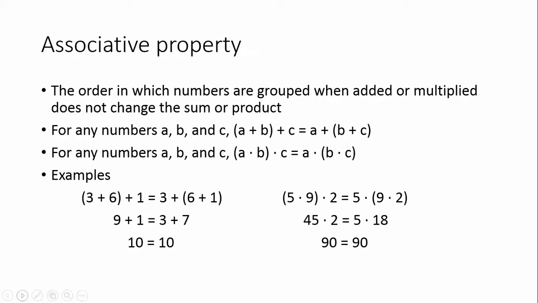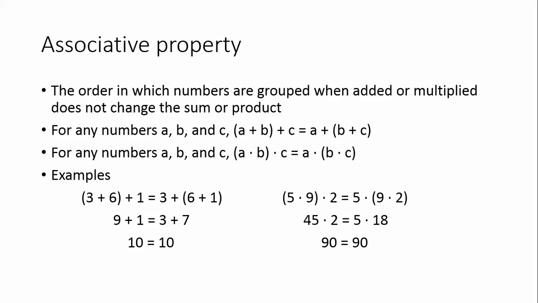The associative property also deals with addition and multiplication. And it states that the order in which numbers are grouped when added or multiplied also does not change the sum or the product. So if you're multiplying or adding more than 2 numbers, you can group them. So for example, here in this second bullet point, a plus b is grouped together first. So order of operations says we would add these 2 numbers together first and then add c. But on the right-hand side, we've grouped b and c together, and then we would add it to a. So this is stating that it doesn't matter which way you do it, you'll get the same answer.